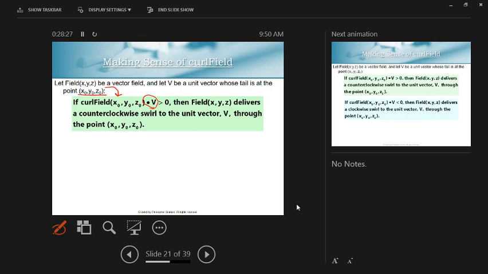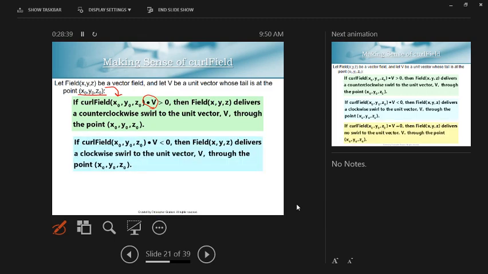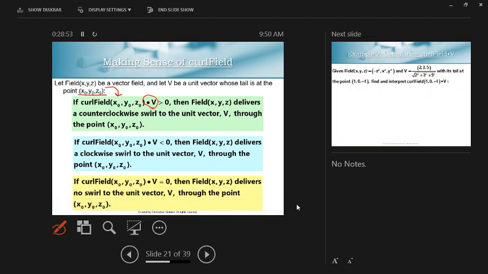So if you take curl at a particular point and dot it with a vector, if that's positive, that means that the vector field delivers a counterclockwise swirl to that vector. Similarly, if you take the dot product of the curl and some given vector and you get a negative quantity, that means the vector field is delivering a clockwise swirl to that vector v at the point x0, y0, z0. And finally, if the dot product between curl and some given vector is equal to 0 at a particular point, the vector field is delivering no swirl to that vector at that particular point. This is confusing when you first start writing it down, but when you see an example with it in a minute, it's way better than you would think.